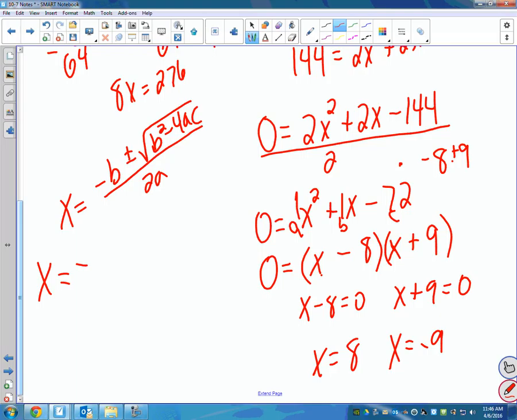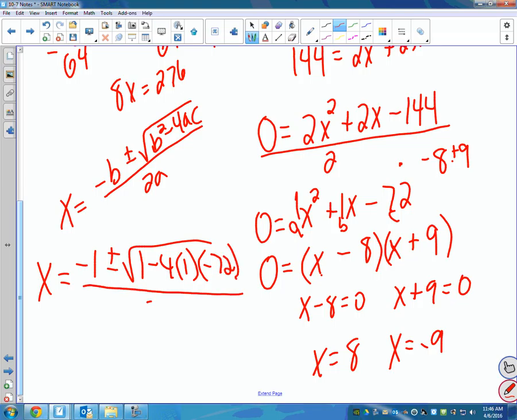And I'm going to get negative 1 plus or minus the square root of B squared, which is just 1, minus 4 times A, which is just 1, times C, which is negative 72, all over 2 times A. I'll show you the mistake that people make is they don't want to put everything over 2A. They just want to put this over 2A, and they don't put that over 2A.